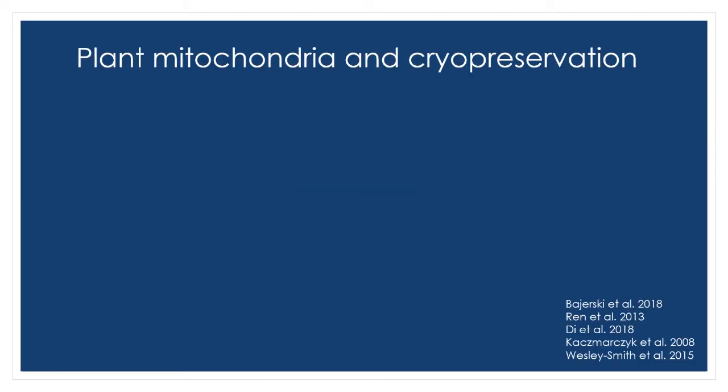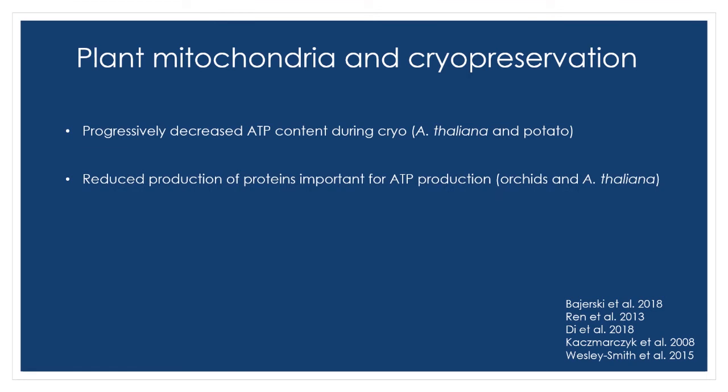One study did find that ATP content in Arabidopsis thaliana and potato shoot tips decreased at each step of the cryopreservation process. Two studies on orchids and Arabidopsis also found that cryopreservation caused a decrease in abundance of proteins that are important in the ATP production process. Some people have also observed misshapen mitochondria after cryo and after exposure to cryoprotectants, which, as well as maybe pointing to damage to the mitochondria, could also be a symptom of programmed cell death.